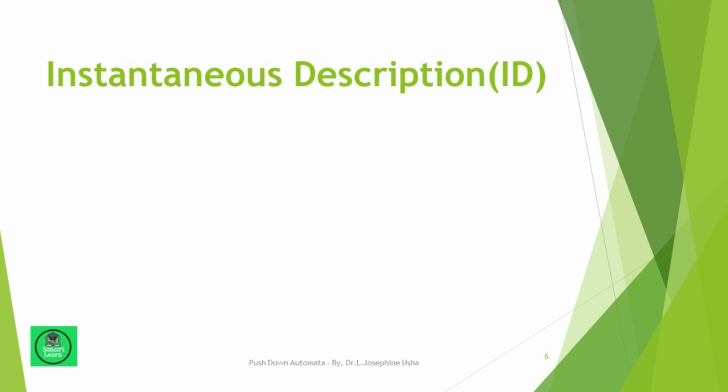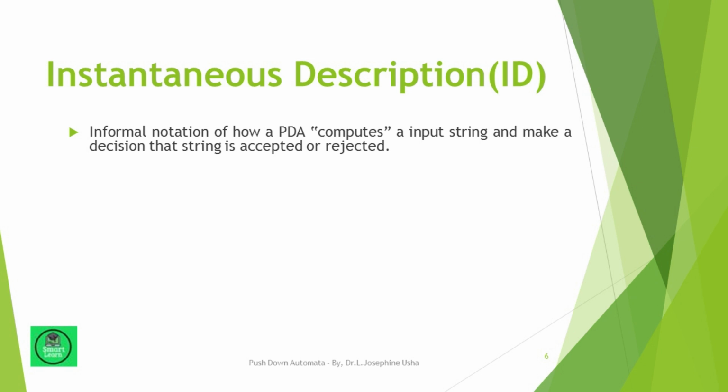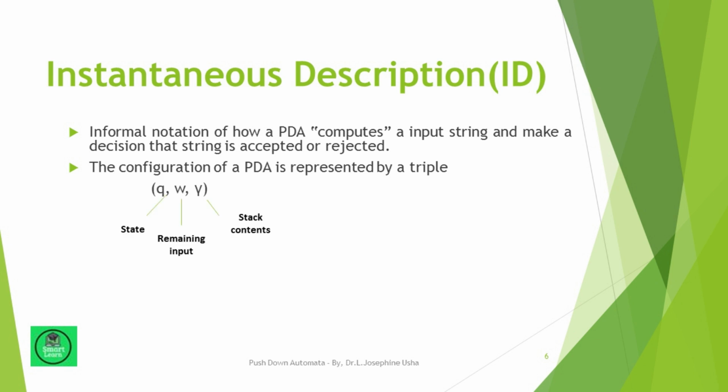Next we see the instantaneous description of PDA. Simply we call it the ID of PDA. Here it tells how a PDA computes the input string and makes a decision whether the string is accepted or rejected. Using this we can check whether the string is accepted or rejected by the push down automata. In ID we use 3 values for representing the configuration of PDA at any time.